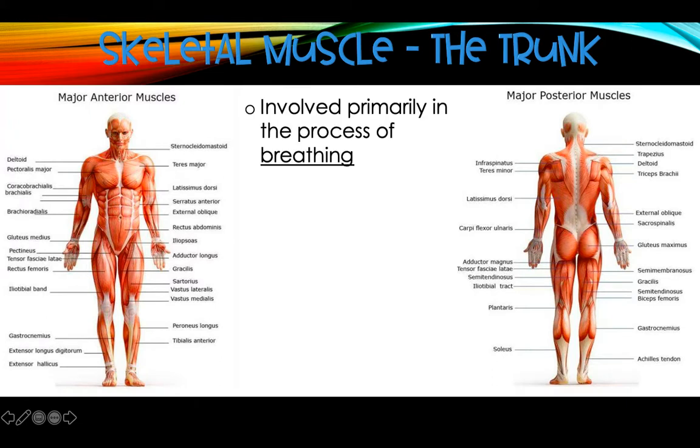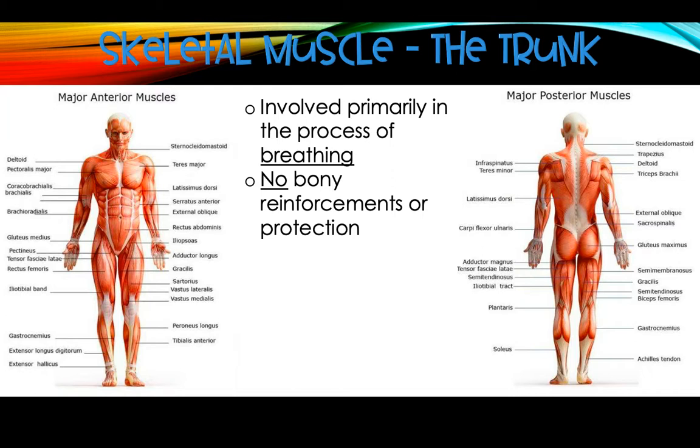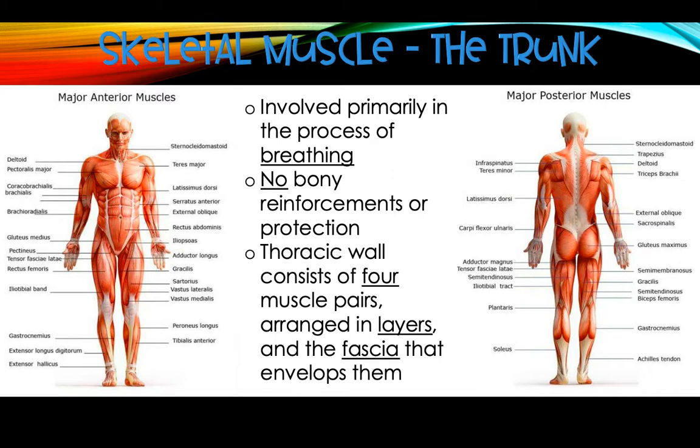All right, so this is involved primarily in the process of breathing, at least with the upper portion. So these front muscles here are involved in breathing mostly. There's no bony reinforcements or protection on these, so they're not directly attached to a skeleton necessarily, because they do help with breathing. The thoracic wall consists of 4 muscle pairs arranged in layers, and the fascia that envelops them.